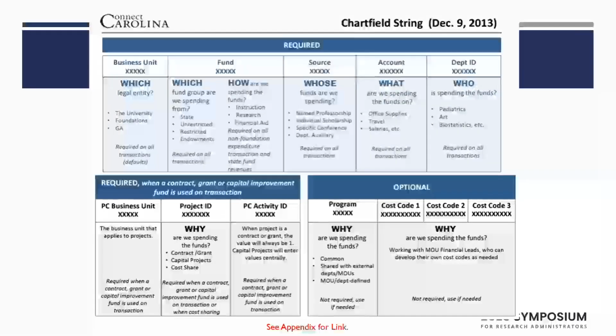The department is who is spending the funds. You probably already know your department ID. And many of your journals probably focus on project ID, which is in the bottom left. Next, we'll see an example to demonstrate.